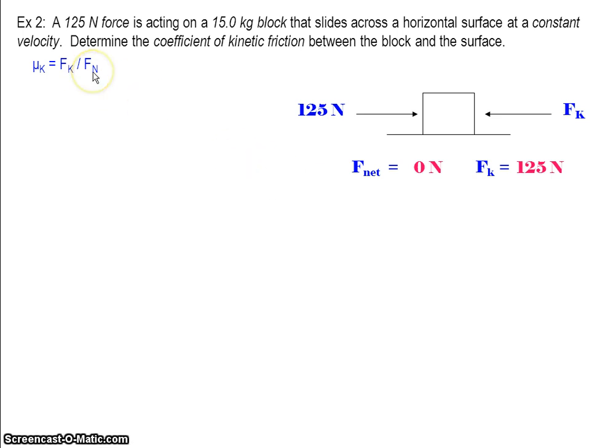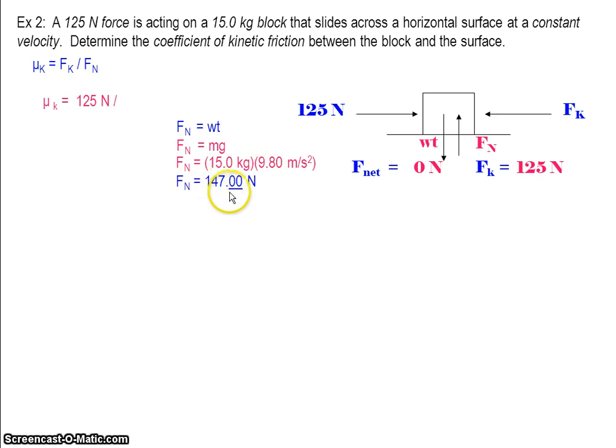And now we just need to find the normal force, which in this case it's 15 kilograms, is the mass. So we can find the weight, and the normal force is equal to the weight, which is mg. So the normal force is right there. Substitute it in, and we get a mu k value of 0.850.